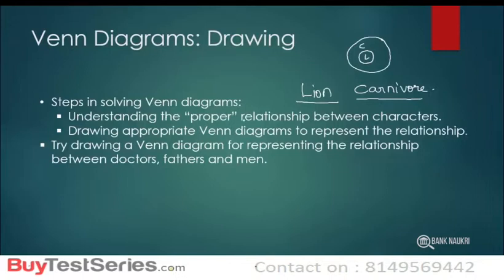Next, drawing the appropriate Venn diagram to represent the relationship. Let's take two entities, male and female. These two are two separate entities, correct? So a male can be represented in this way and female can be represented in this way. So the relationship between these two terms can be represented by totally different Venn diagrams. Now with this system in hand, let us try solving one question to understand it better.